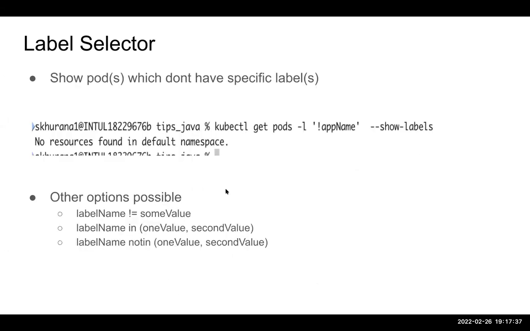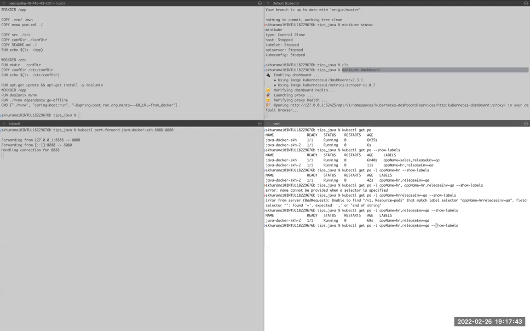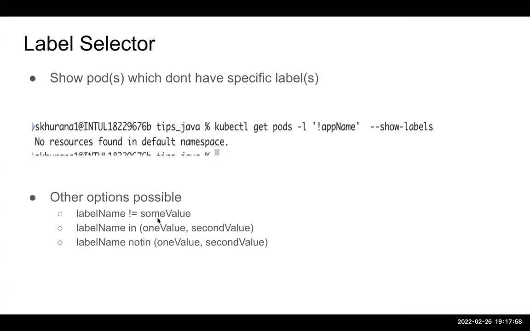Now if I want to select the pod which doesn't have a label, what I'm going to do is modify this, remove this and say not, and say this. So we will not have any pod which doesn't have app name, right? So it returns nothing. Other options available: you can say give me the pods where a certain label name doesn't have this value, so it will return that.